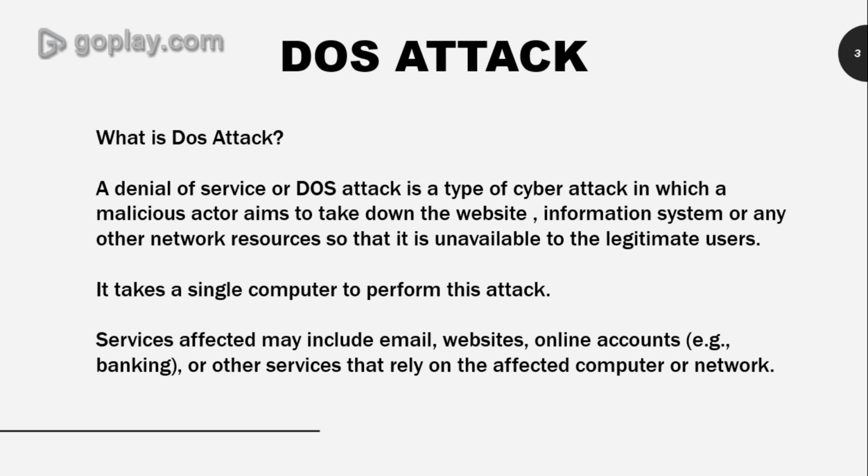DOS stands for denial of service. DOS attack is a type of cyber attack in which a malicious actor aims to take down a website, information system or any other network resources so that it is unavailable to legitimate users. It takes a single computer to perform this attack. Services affected may include email, website, online accounts or any other services that rely on the affected computer or network.